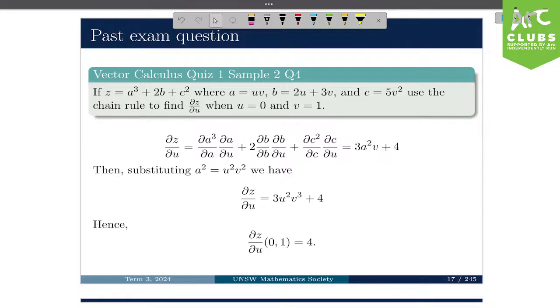So basically we just write out dz with respect to du in terms of all three of these a, b, and c variables. So dz on du, as it's given here, is equal to the derivative of a cubed with respect to a times the derivative of a with respect to u, plus 2 times the derivative of b with respect to b times the derivative of b with respect to u, plus the derivative of c squared with respect to c times the derivative of c with respect to u.